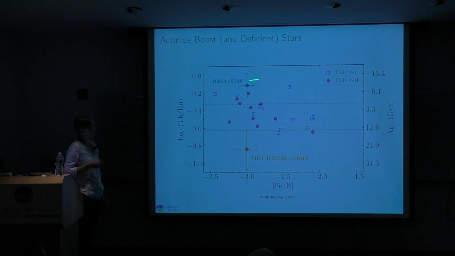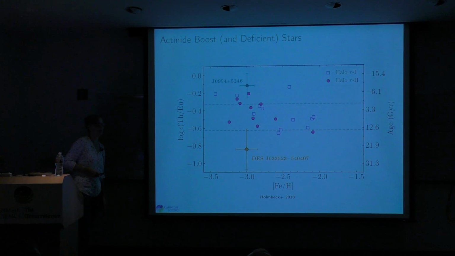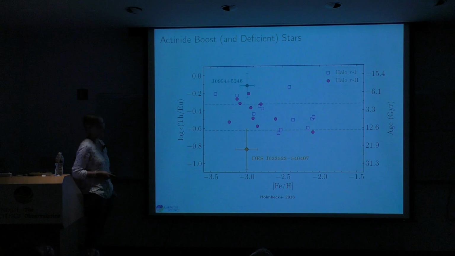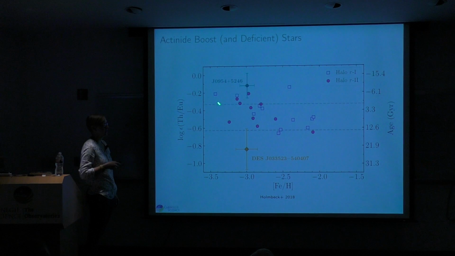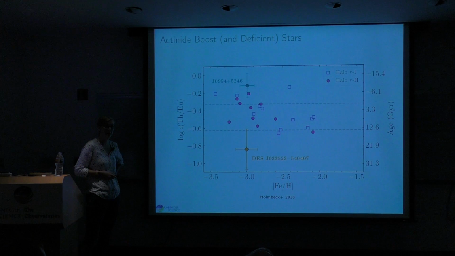But we have about 30% of the R2 stars which show this actinide boosted signature. And currently we have no explanation whatsoever for this. None of the nucleosynthesis models explain this signature. None of the three models I showed in the beginning that can do the heavy r-process elements can actually do this.